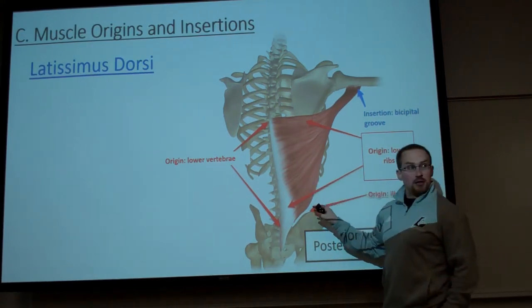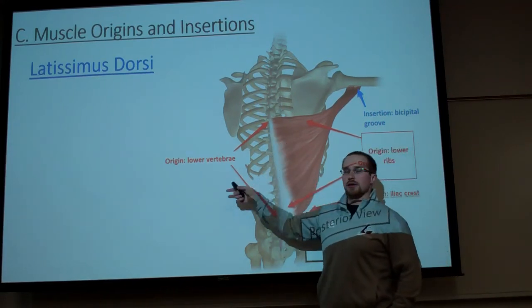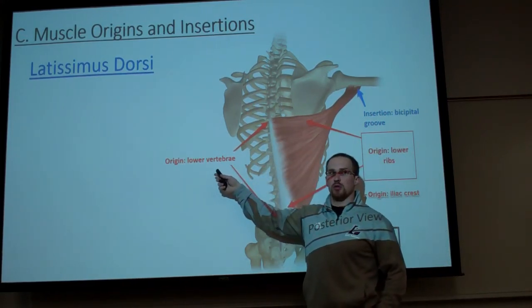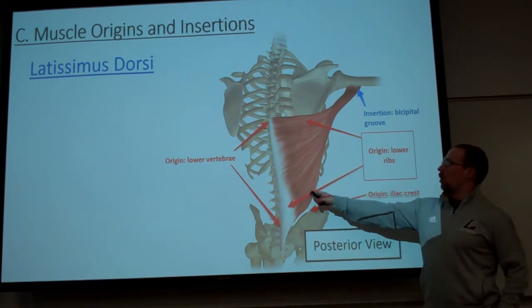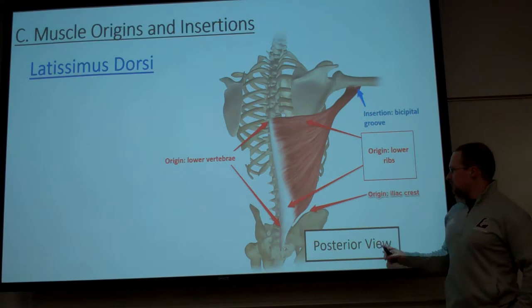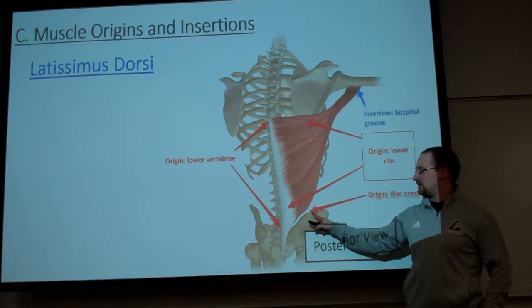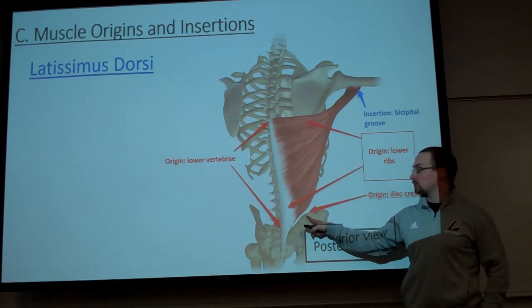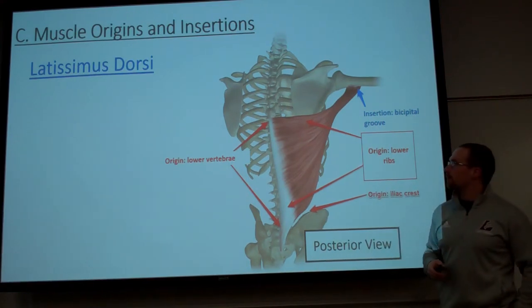The origins, we're not going to get very specific with. Okay? Just understand it's lower vertebrae. We don't need to know specifically which ones. Notice we got our lower vertebrae, okay? Your lower ribs, and the iliac crest. The iliac crest is this upper part, okay, of your pelvic bones. So 3 different spots where it originates.